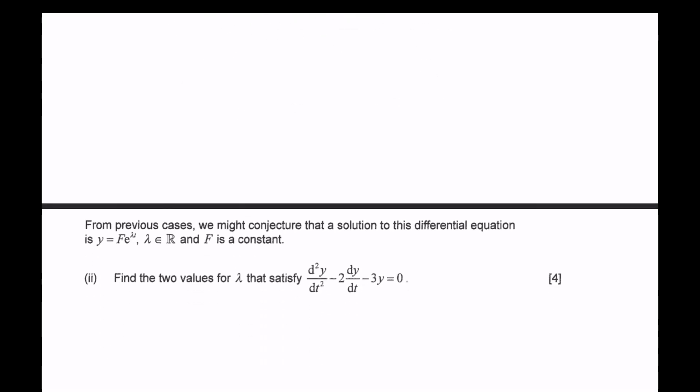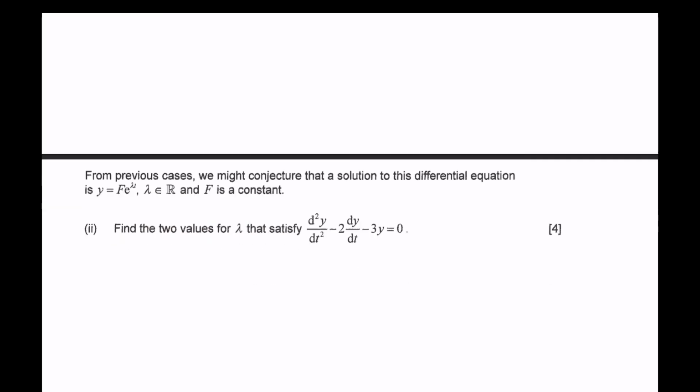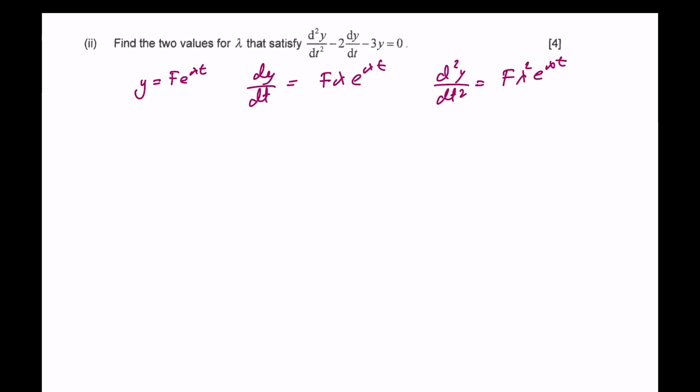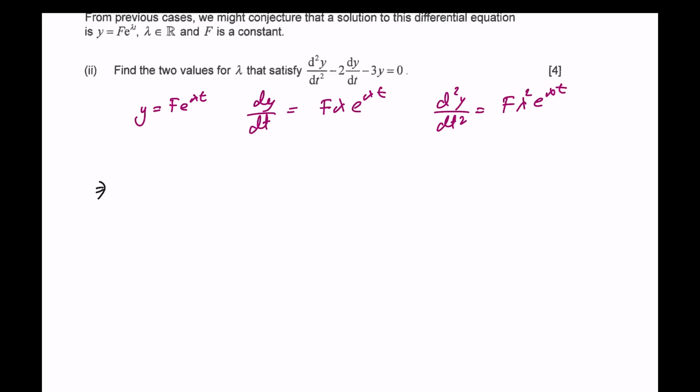Now in the next question, we have to assume that the solution to this differential equation is y equals f e to the power lambda t, where lambda belongs to R and f is a constant. You have to find two values of lambda that satisfy this equation. So how to do this? Again, it's easy. We have to find dy by dt and d2y by dt square, plug d2y by dt square, dy by dt and y in this equation, and then solve for the values of lambda. So our y is f e to the power of lambda t, dy by dt will be f lambda e to the power of lambda t, and d2y by dt square will be f lambda square e to the power of lambda t. So we have these three values which we can plug into this equation now.